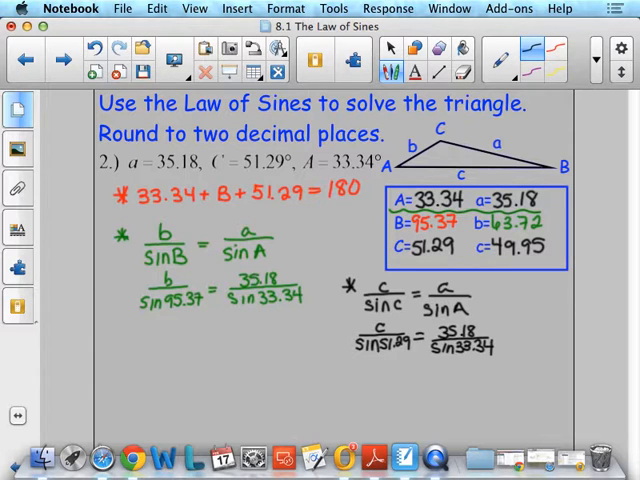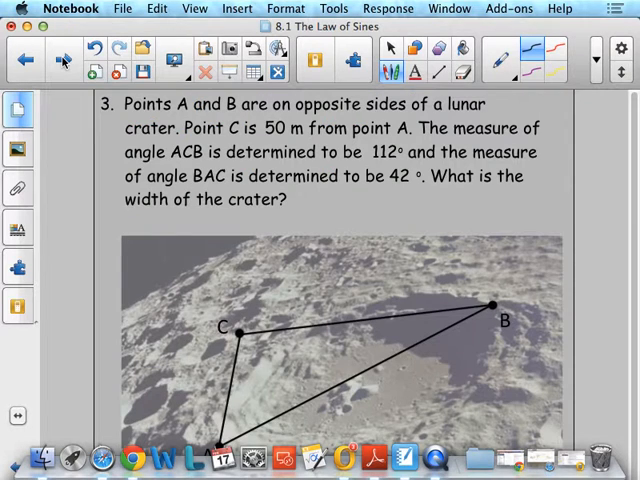Alright, next problem is a word problem. There is one like it on your test, so make sure you write it down. Okay, you might have to pause it to write it down because I'm going to go ahead and start the problem.